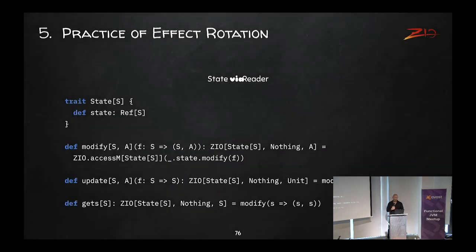And once you pull that trick with writer, it becomes very intuitive to pull it with state as well. You simply store the state inside a ref. And now you can write modify, update, and get state methods that access that ref through the environment. So you don't have to plumb that ref around. You don't have to pass that ref around manually. It'll always be accessed through the environment.